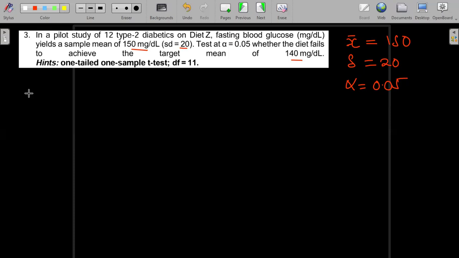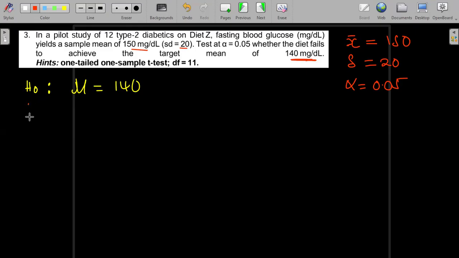Let's write the hypothesis. The null hypothesis here will be that the mean is equal to 140. Take note here that we are testing against fasting blood sugar. This statement says test whether the diet fails to achieve the target mean of this. If it fails to achieve the target mean, it means the blood glucose levels will be way higher.